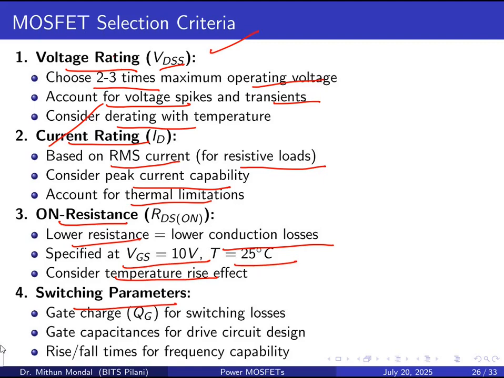Switching parameters, you have to consider the gate charge because it will account for the switching losses. Gate capacitances will result in drive circuit design, and rise and fall time will determine frequency capability. So MOSFET selection criteria under these conditions has to be considered.